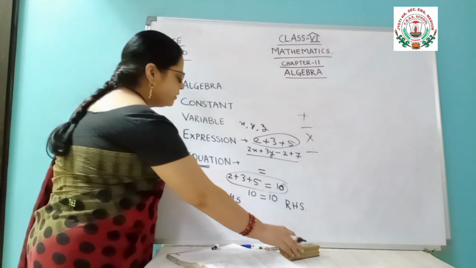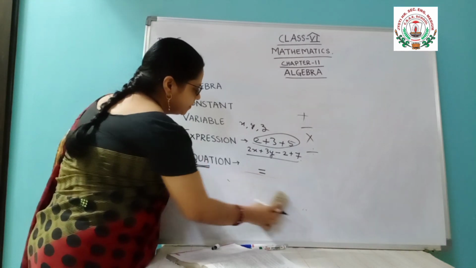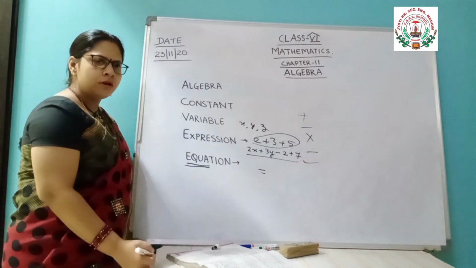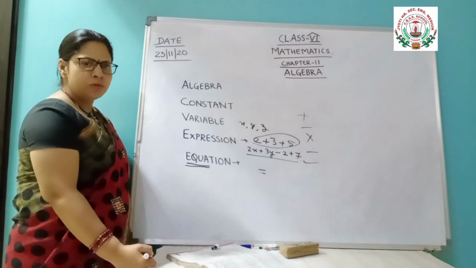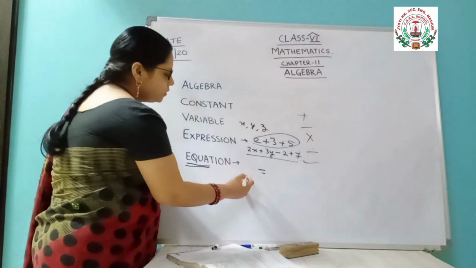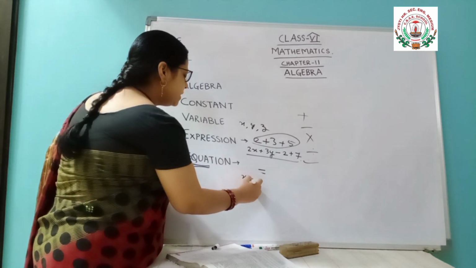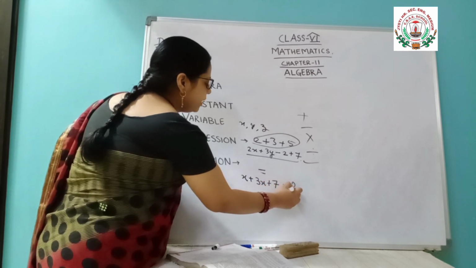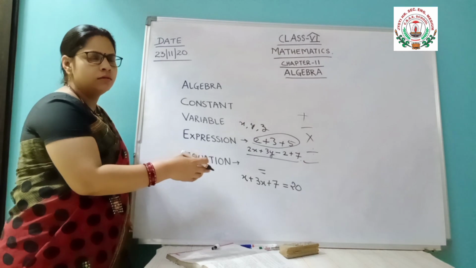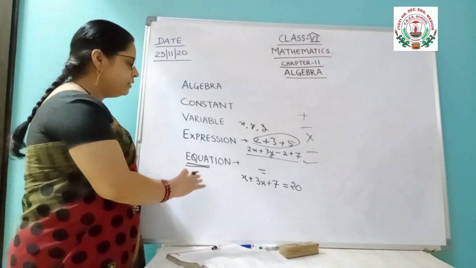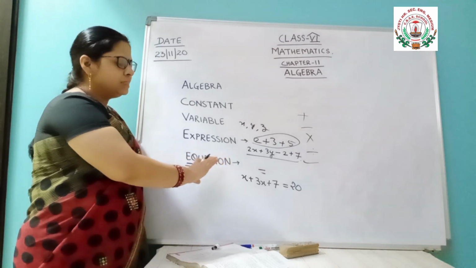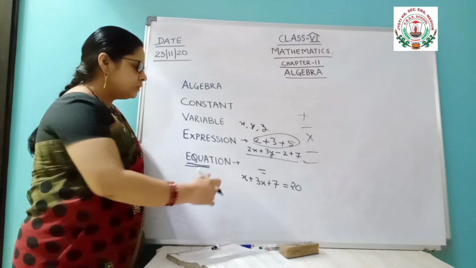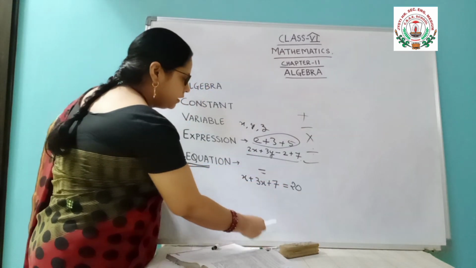But if here an algebraic expression comes, where alphabets will also be there and constants will also be there, for example x plus 3x plus 7 is equal to 20, something like that. Just anything I have written: x plus 3x plus 7 is equal to 20. So this equal sign, I will show.